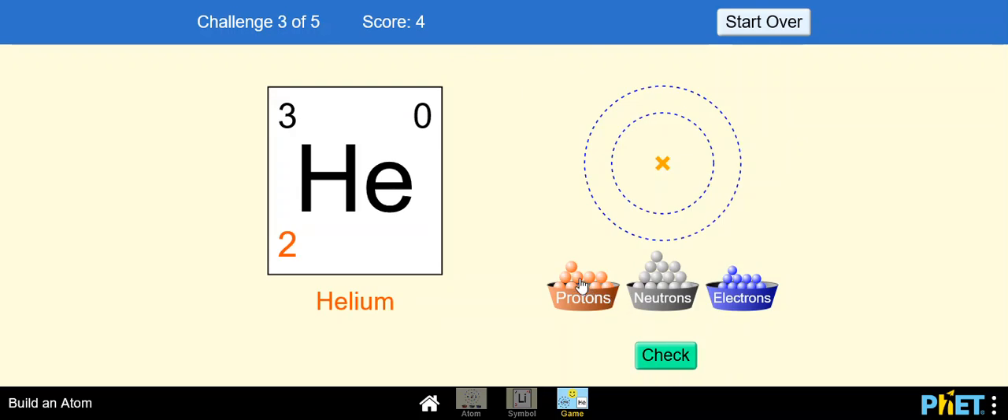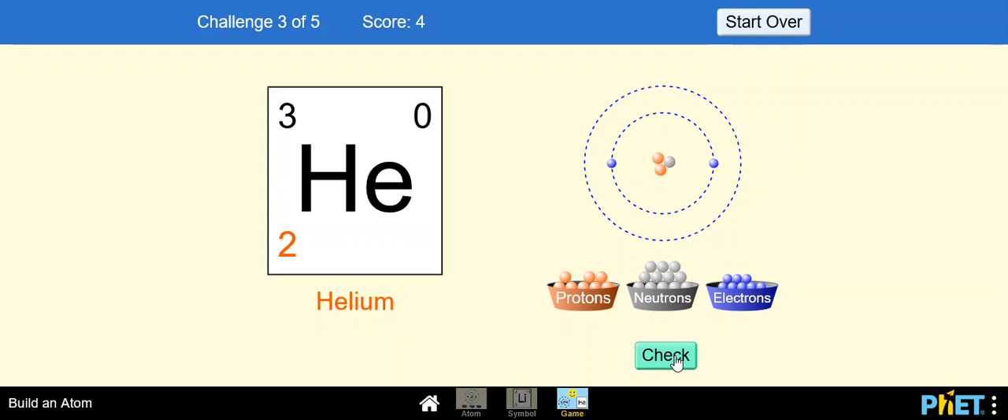Oh, okay, this one. They want you to place the protons. Well, it's helium. Helium always has 2 protons. And I also know that because the atomic number down here is 2. Now, 2 plus my number of neutrons has to get me to 3. 2 plus 1 is 3. So I know this isotope of helium only has 1 neutron in the nucleus. They tell me the charge is 0, so I know I need 2 electrons.